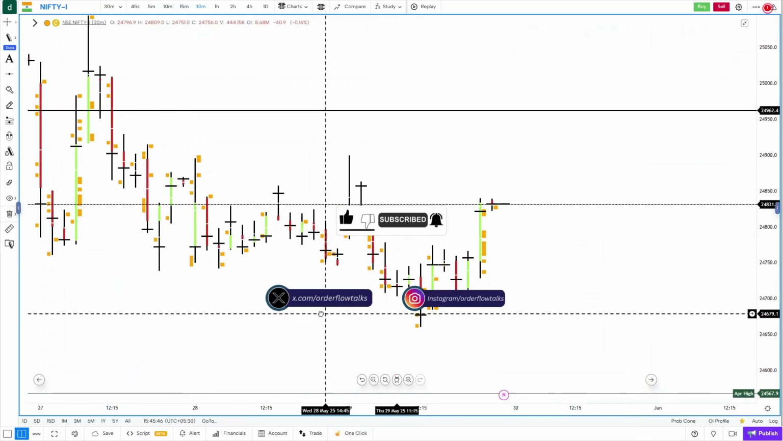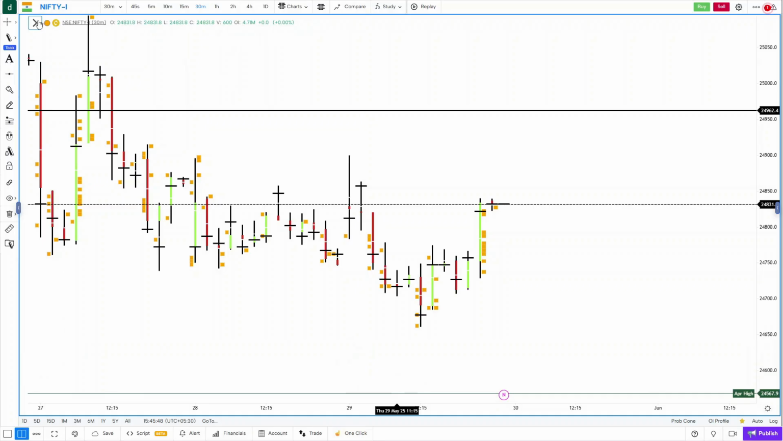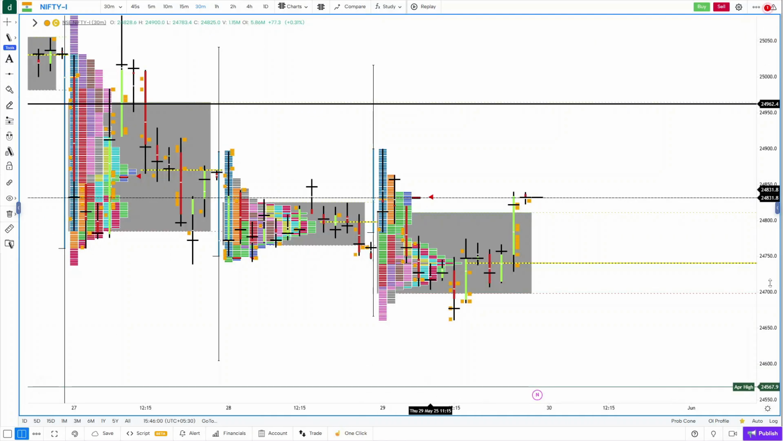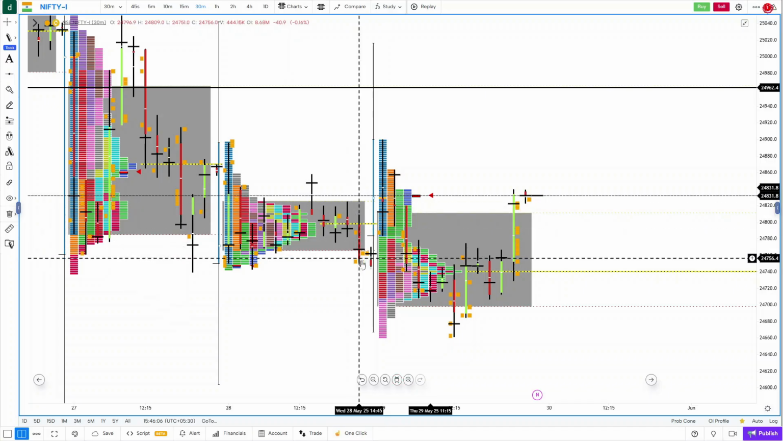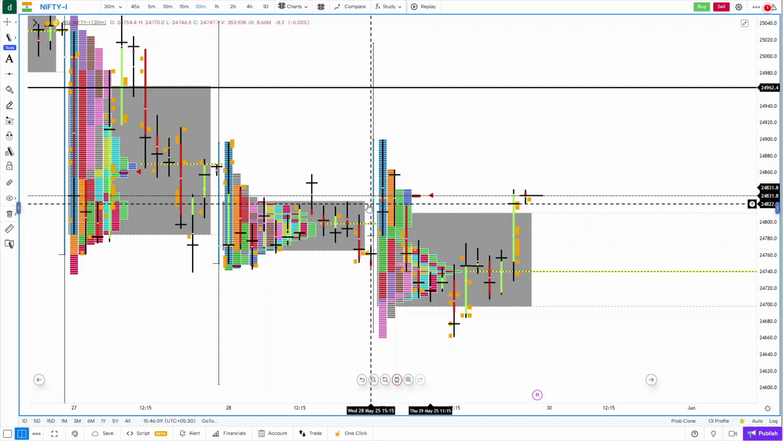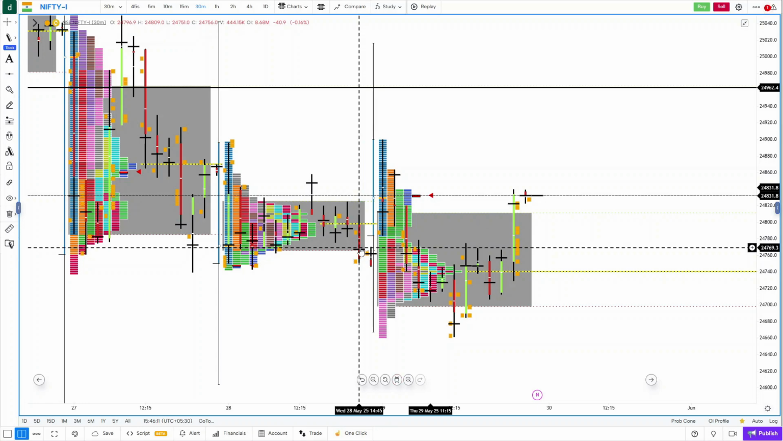So first let's analyze Nifty. So I'm taking here both order flow and market profile. So what happened today is the market itself has opened just above yesterday's value area, and yesterday's value area itself is very narrow. So this is the first indication the market is going to trend in the coming days. It could be on the next day or it could be on the second day.